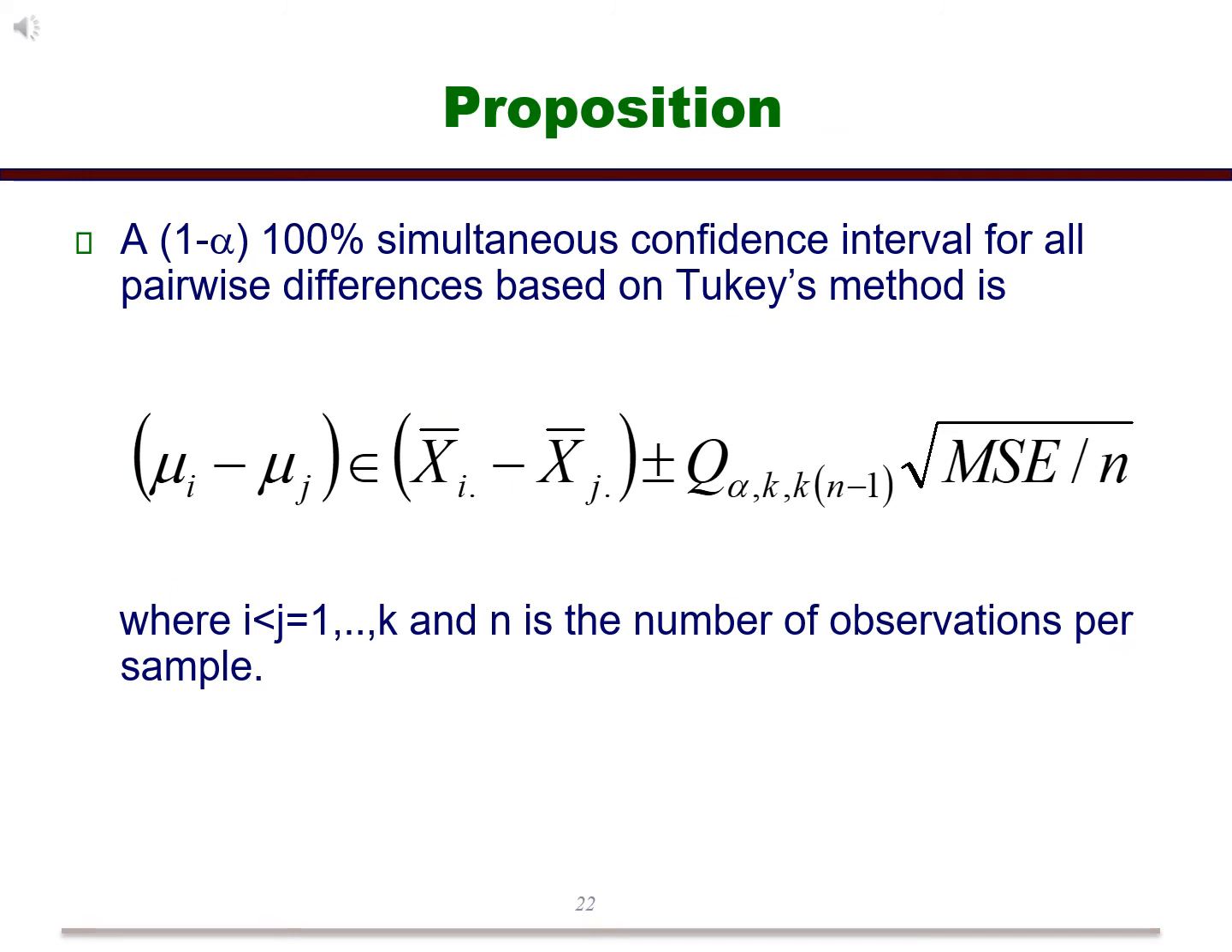A simultaneous confidence interval for all pairwise differences based on Tukey's method is shown here. We'll be interested in whether the confidence intervals contain 0 for each pair.